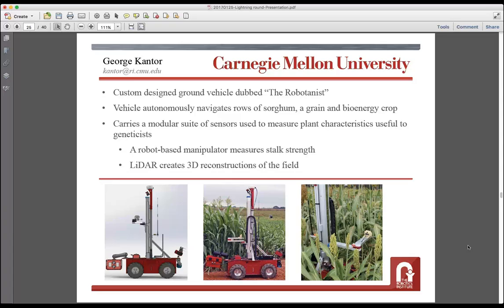The arm has a stereo pair on the end effector, and it reaches out, grabs the stalk, and measures the strength. It has a variety of different sensors for navigation at the front of the vehicle, LIDARs and other cameras, and also LIDARs at the top of the mast to see the crop rows. So it can do navigation and positioning accurately throughout the field. And the task here is to help with selection for breeding, phenotyping.